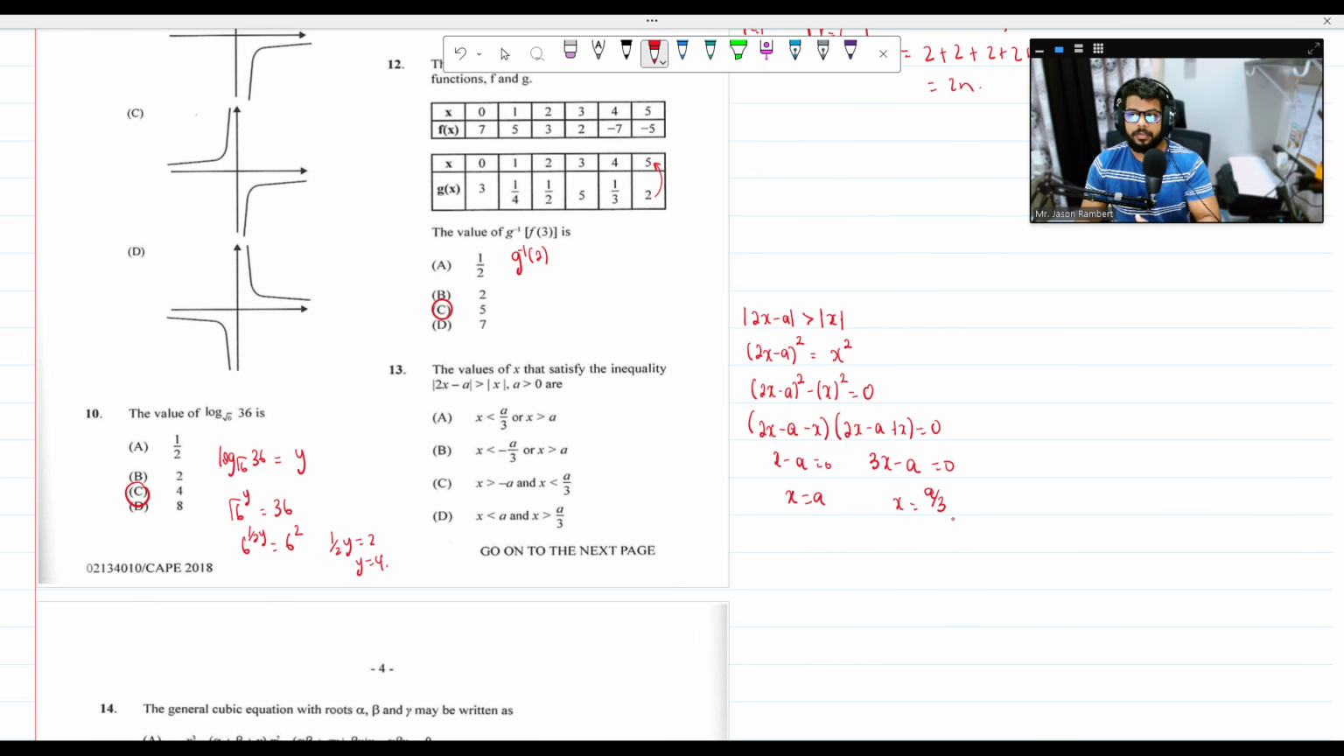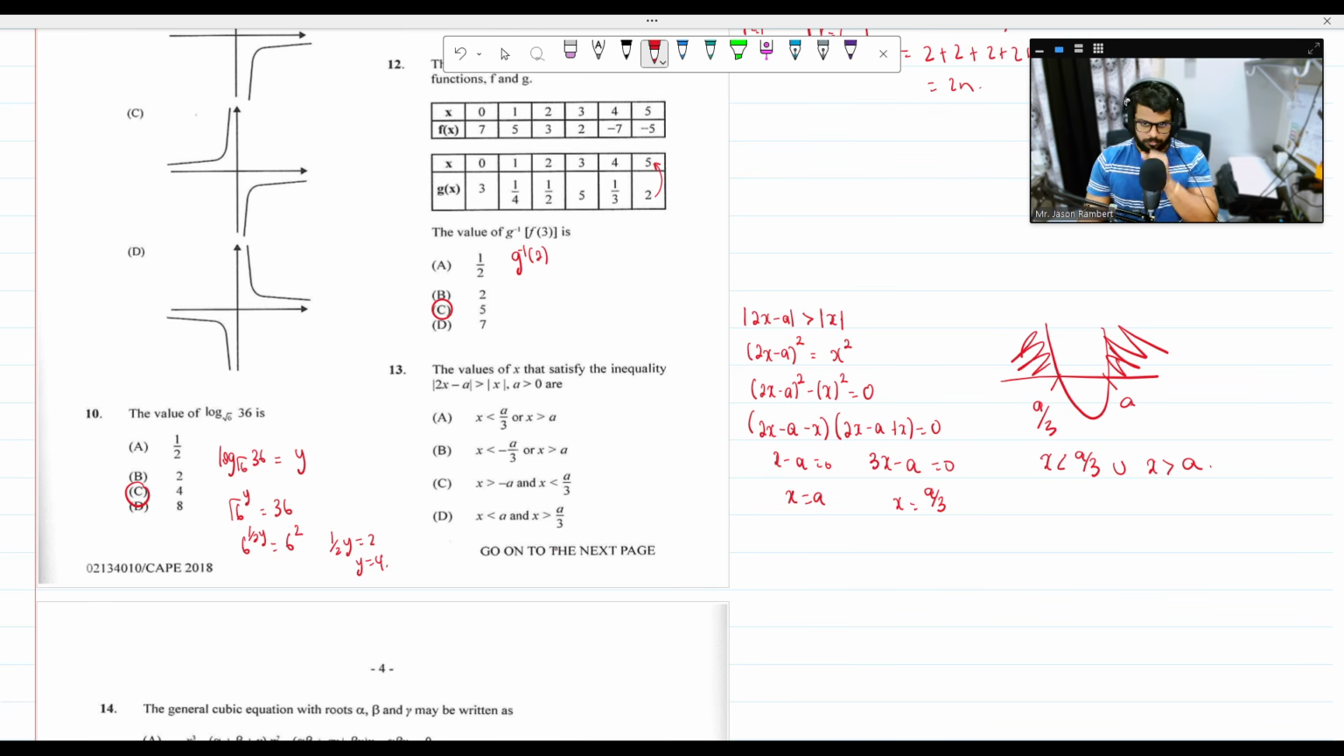So I know I'm dealing with greater than, which is above, and I know I'm dealing with a positive x squared. So I know I'm dealing with here and here. This is my a over 3. This is my a. It's going to be x is less than a over 3 union x is more than a. So x is less than a over 3 and x is more than a.